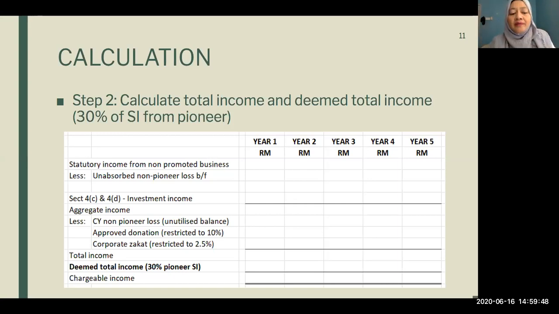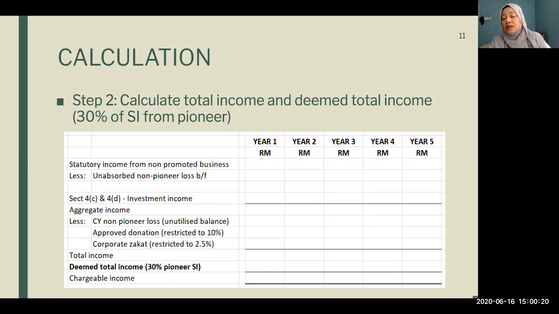So why do we have deemed total income at the bottom? Because assuming that you have aggregate income of only 100, remember just now you have current year non-pioneer loss of 130. So it means that all your aggregate income is actually absorbed by your current year loss. So 100 minus 100 is 0. So your total income is nil, isn't it? But under pioneer status, even though your total income is nil, you have to add your 30% of SI.